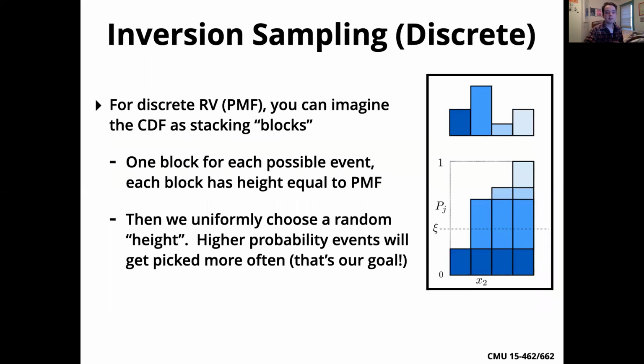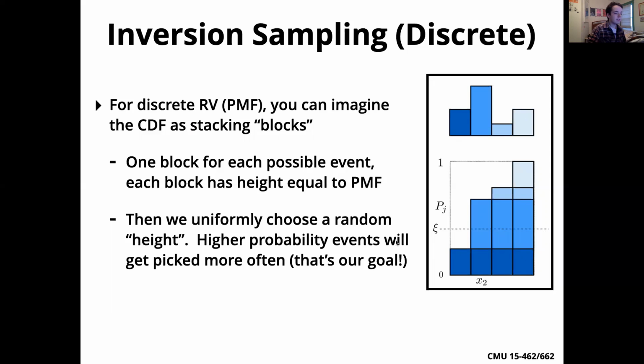Okay, so let's talk about this in the discrete case, since that's a little bit abstract. The way I like to think about it is to imagine the CDF as stacking blocks. Let's say in this case there are four possible events. We create a block for each event with height equal to the probability mass function. Then we can stack them on top of each other into a little skyscraper.